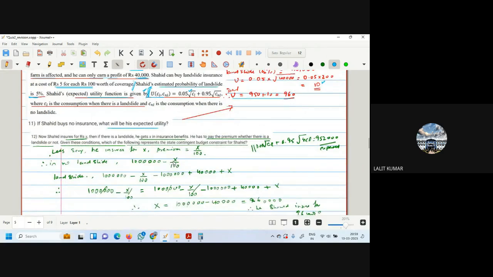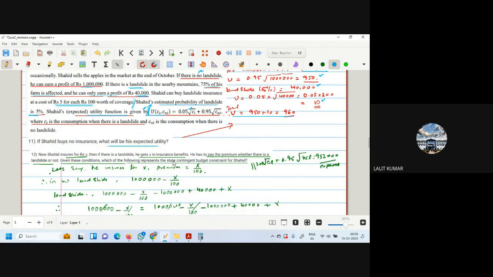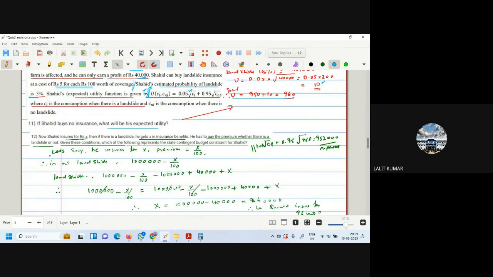Second question is, now Shahid insures for rupees X. So he's insured for rupees X. Then if there is a landslide, he gets X in insurance benefit. He has to pay the premium whether there is a landslide or not. Given these conditions, which of the following represents the state contingent budget constraint for Shahid?